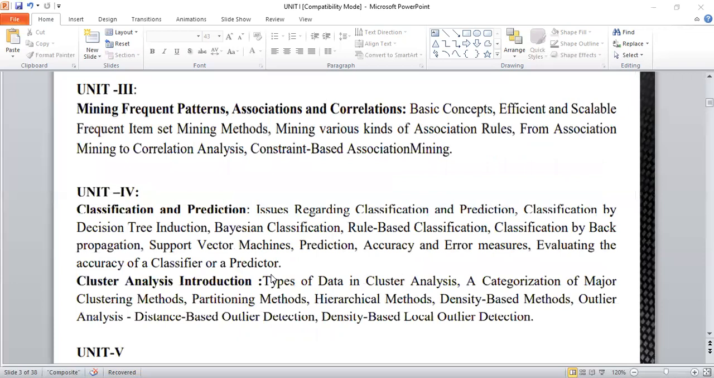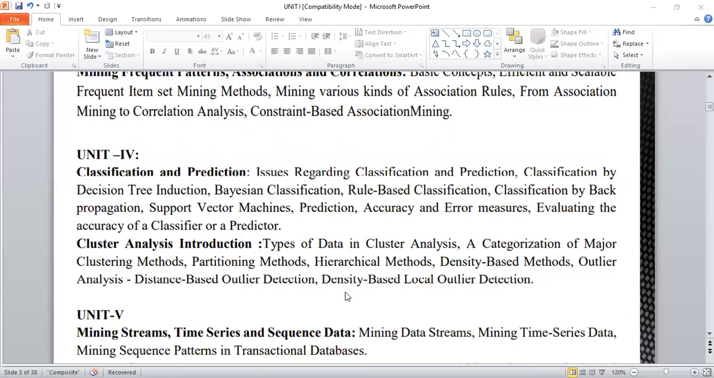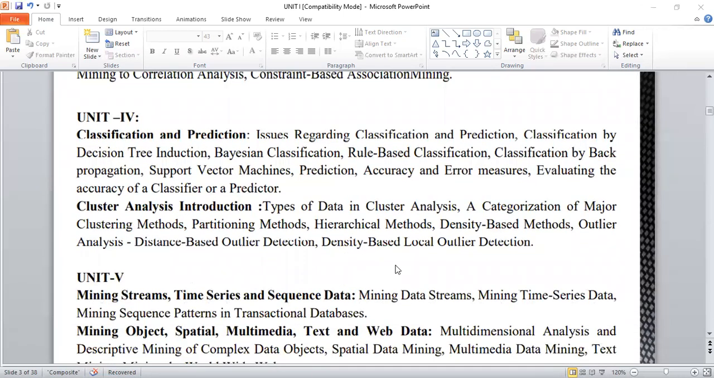Then unit number three will be about our different techniques of data mining. Actually, unit number three, four, and five, all three will be about different data mining techniques. As unit 3 will be about your associations, frequent patterns, correlations. Unit number 4 will be about your classification, prediction, clustering, and unit number 5 will be about your time series, sequential data, spatial, multimedia, text, maps, those kind of data, how to perform data mining techniques.